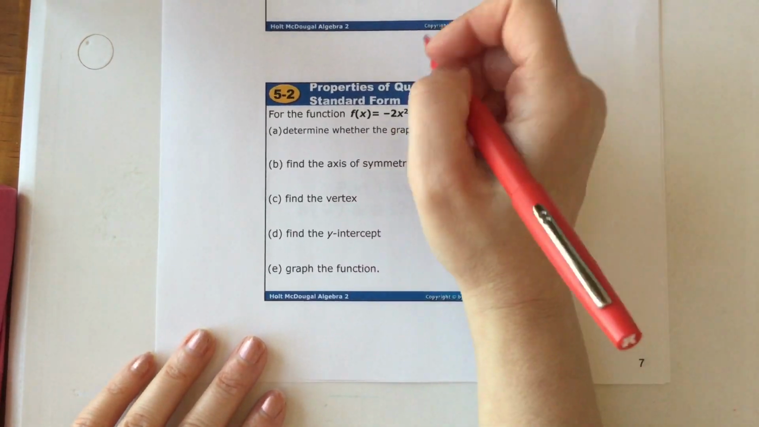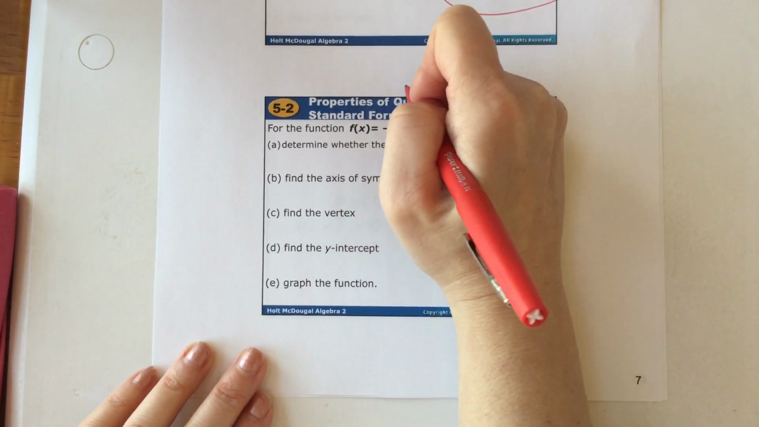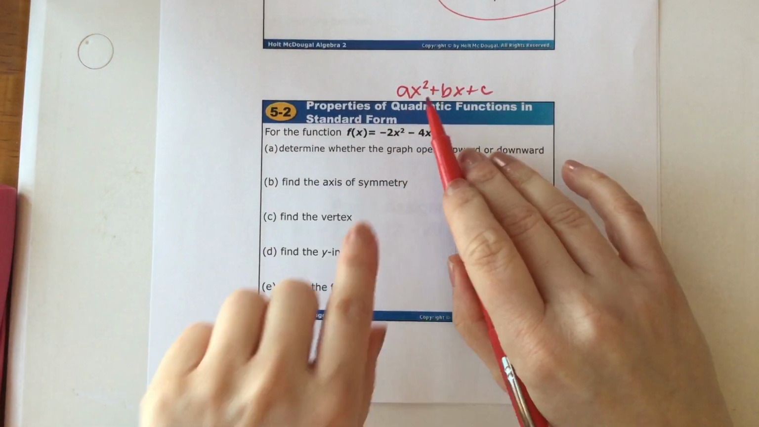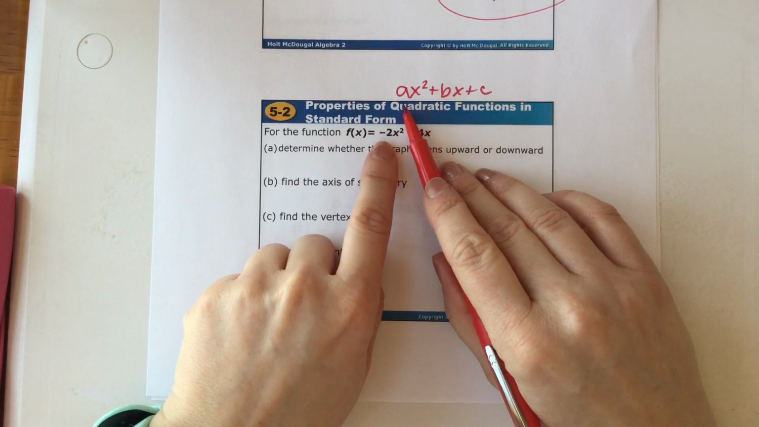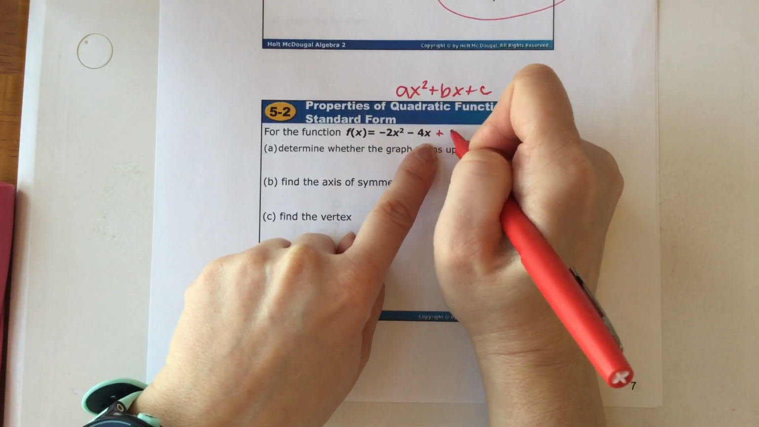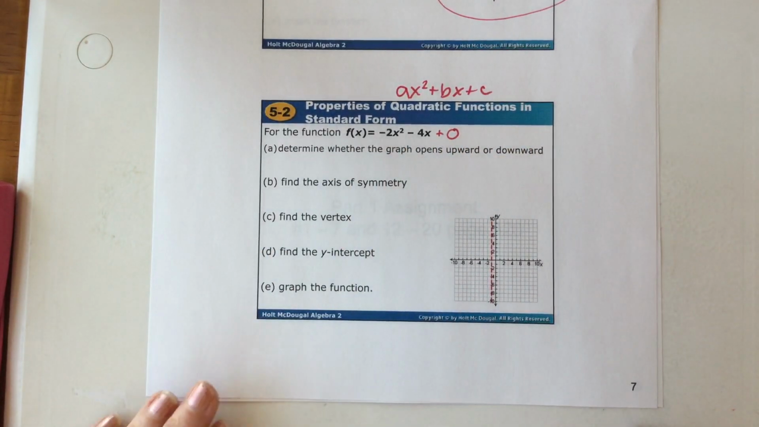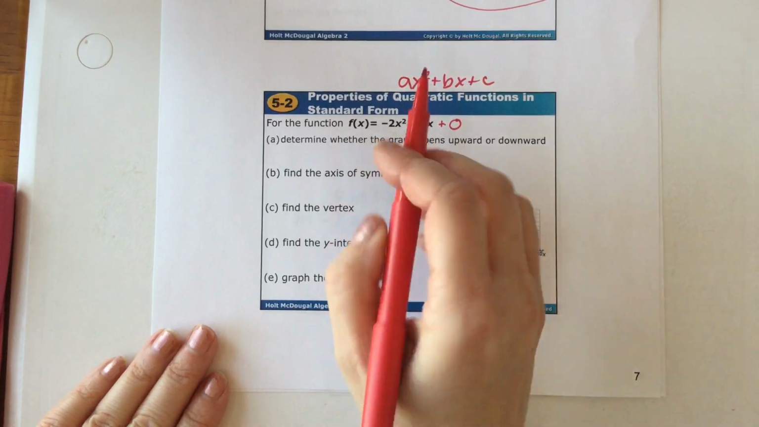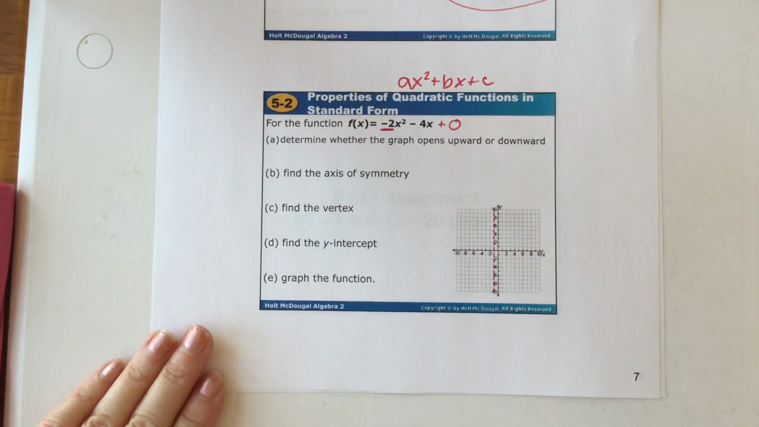Now notice this. There's not a c, because remember it's ax squared plus bx plus c. Well, -2 is the a because it's in front of x squared. -4 is b. There's not a c, so that's the same thing as if it was plus 0. This says determine whether the graph opens up or down. That is based off of the number in the front.